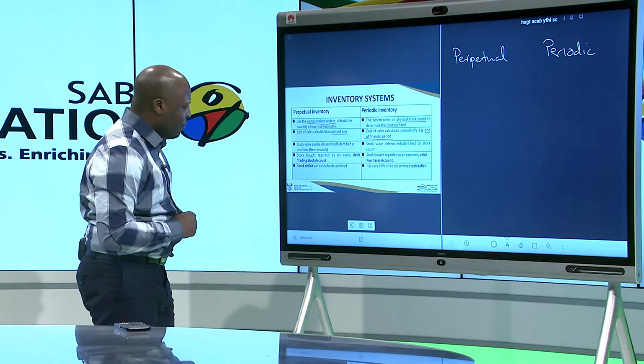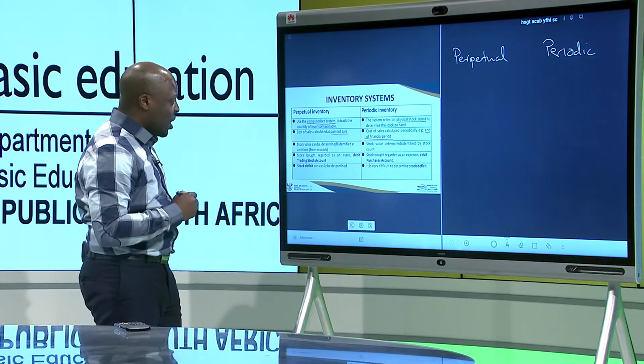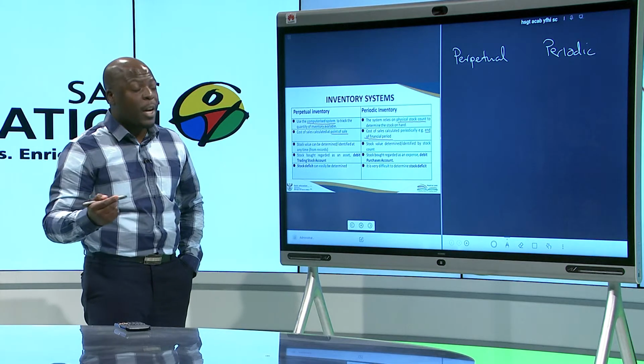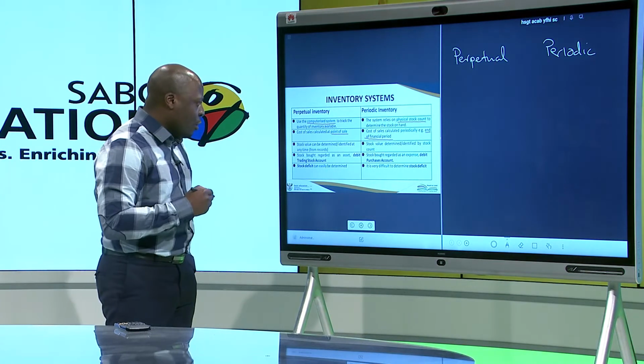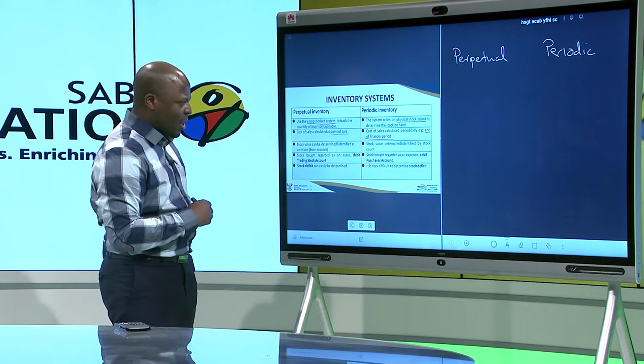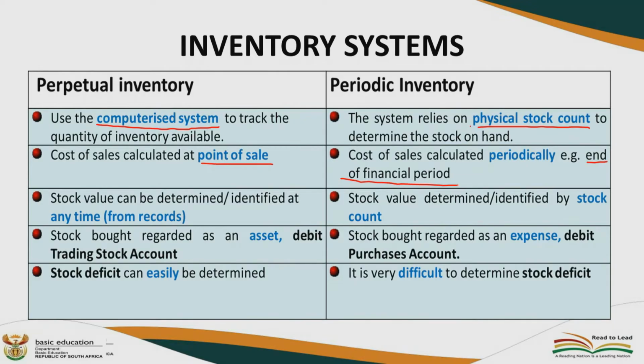Let's go on to the next point. Using your perpetual inventory system, you are now able to determine or identify stock values at any time, all right? In other words, when you use your perpetual inventory system, you are quickly able to identify, or it is easier for you to determine, your stock values from your accounting records. But when you use the periodic, you also need to understand that stock values cannot be identified easily. You need to do what is known as your stock count.